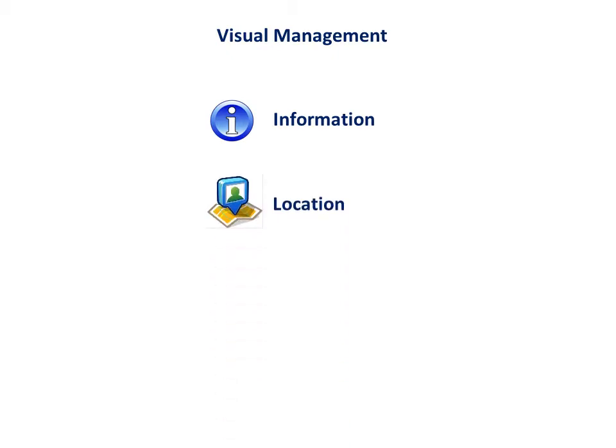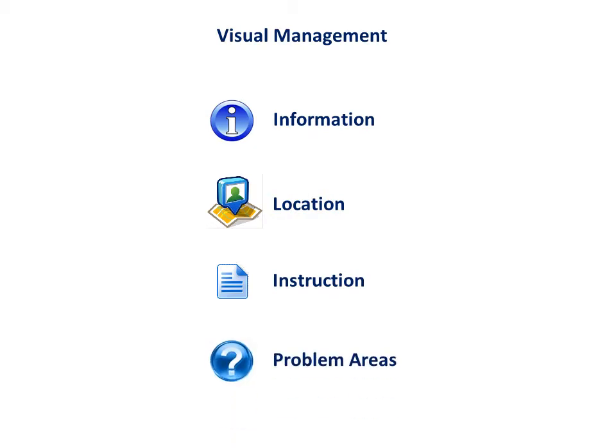So what is visual management and why should I care? Visual management and controls tell us the status of a process and how work should be done. Visual management communicates information quickly and clearly, helps locate things and places, provides instructions, and makes problem areas readily visible.